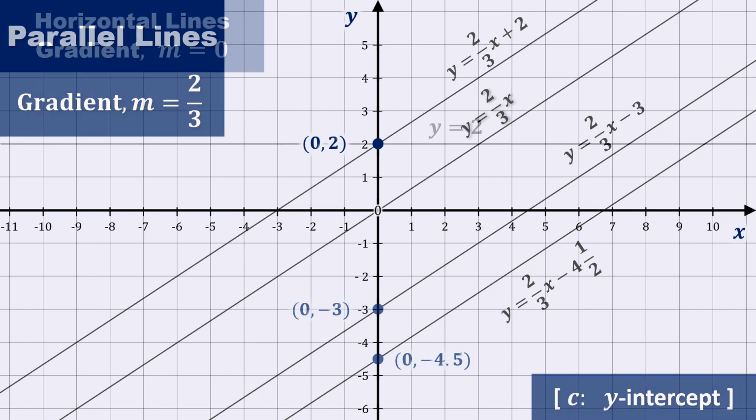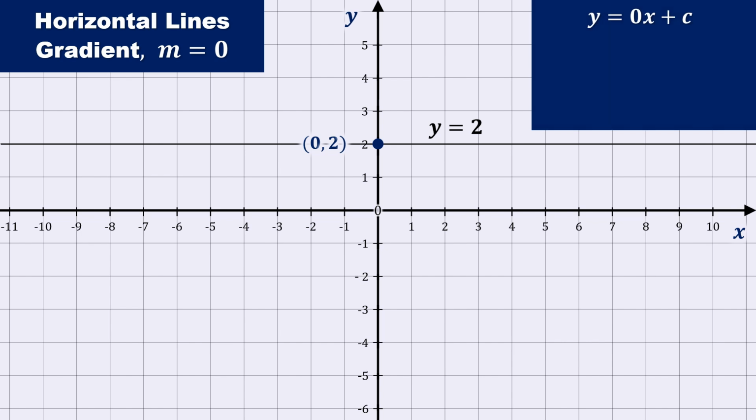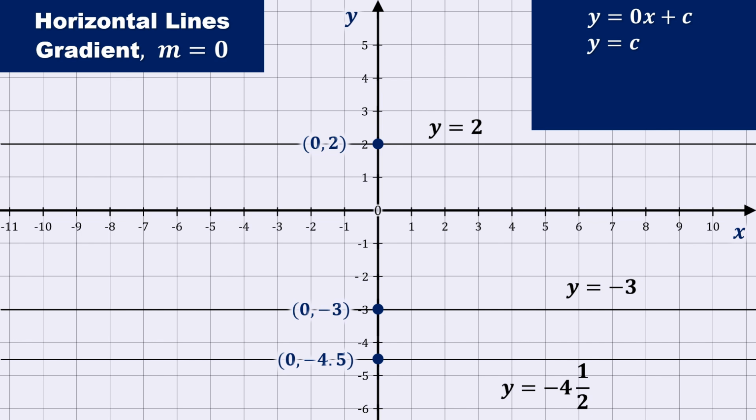If the gradient is 0, then there would be no x in the equation, making y equal to a constant number. So y would always remain the same, no matter the x position. As a result, the lines would be parallel to the x-axis. In other words, the gradient is only 0 when there is no change in the y position.